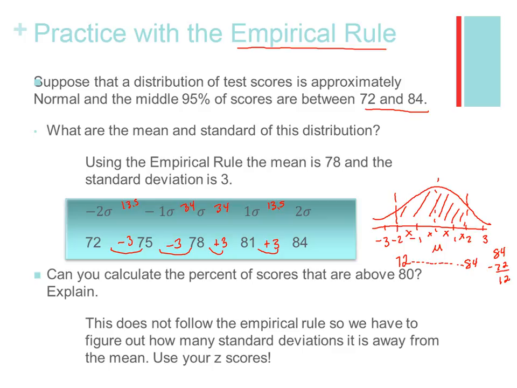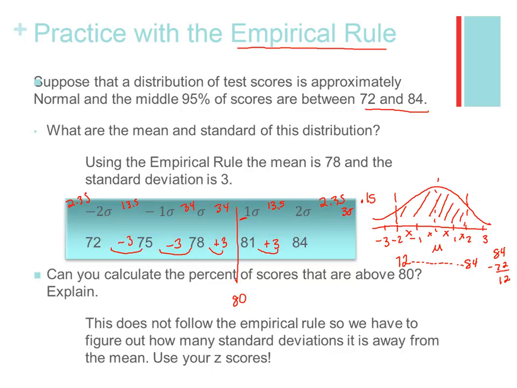The next question says, can we calculate the percent of scores that are above 80? Ooh, this can be a little bit tricky. All right, so using our empirical rule, we know what percentage is. We know between one standard deviation is 34% and 34%. We know that this was 13.5%. And then we know between two and three standard deviations was 2.35.